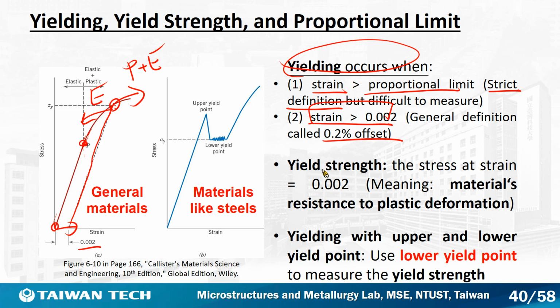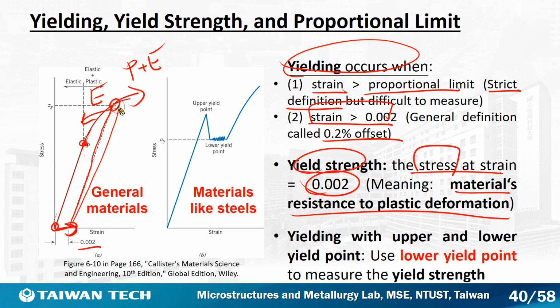And how about yield strength? Yield strength is the stress at the strain value equal to this one. And the meaning is the material's resistance to plastic deformation. So we go here to 0.002, draw a parallel line, and for this point, this is the yield strength. And for some materials, like steels, we will have an upper yield point and a lower yield point. And based on the definition, we will use the lower yield point as the yield strength.